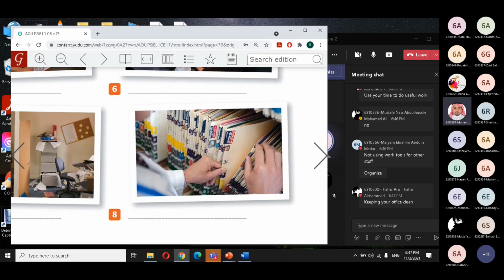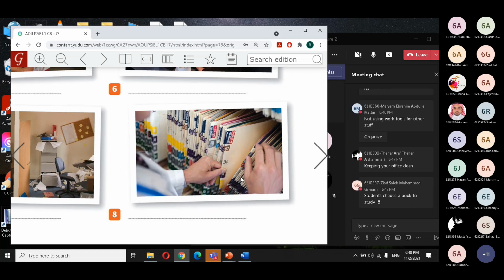If you are working with research files, what should you do with files? Organize. Okay, this is organize. How to organize? How many ways do we use to organize files? Serial numbers, by number. Okay, alphabetic. By type.